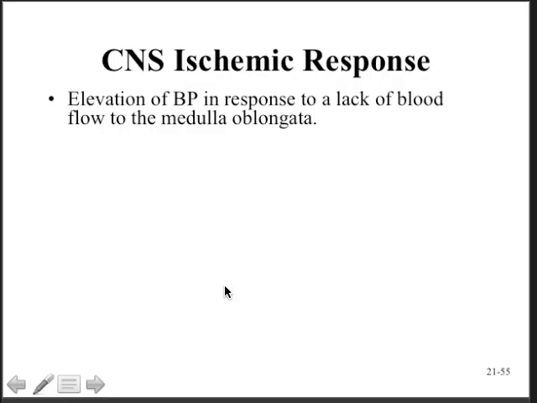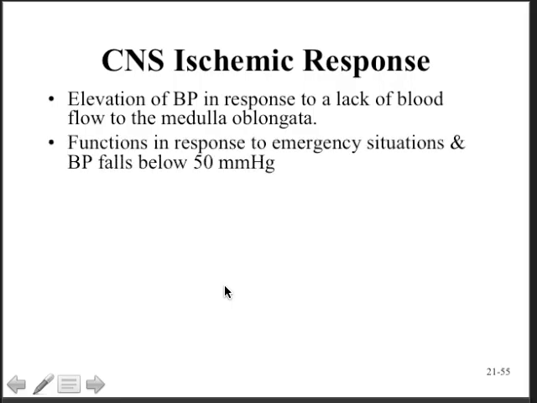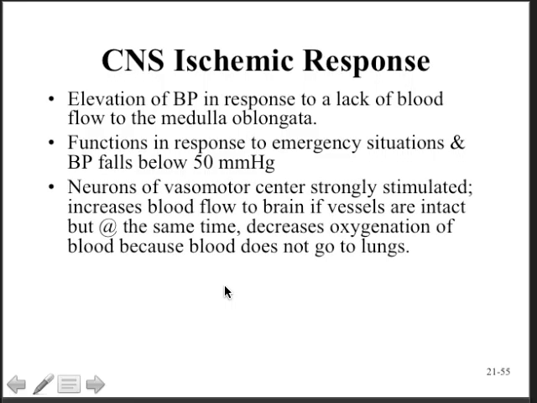Okay, the ischemic response is essentially a physiological reaction to a lack of blood flow. An elevation of blood pressure in response to a lack of blood flow to the medulla is what occurs. This functions in response to emergency situations if the blood pressure, say, falls below 50 millimeters of mercury. Neurons in the vasomotor center are stimulated.